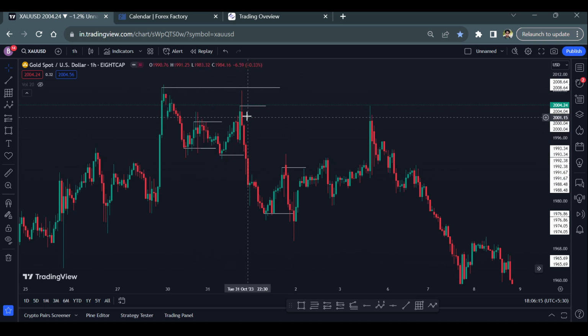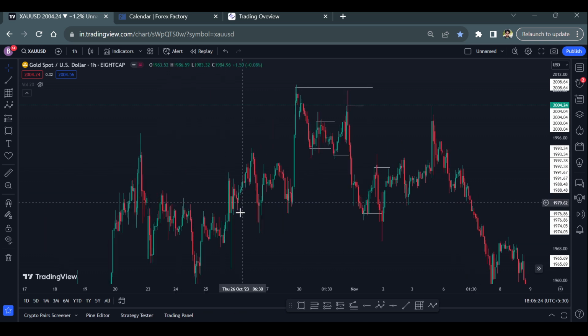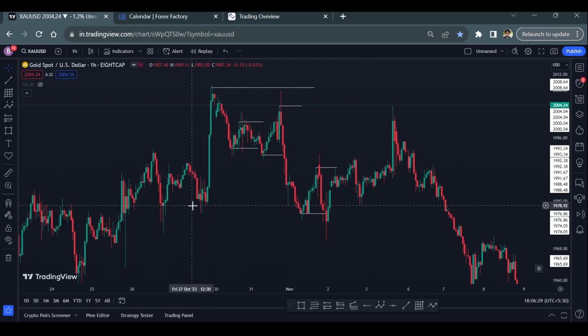Internally it did a 1 2 3, and then it broke to the downside, did a fake out here. This is not a change of character. Change of character is when the previous low is taken. I didn't mark the change of character for you yet.